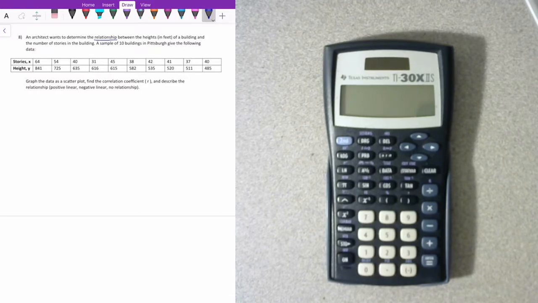So we've got stories and height. Here is one pair of data. That would be the first x, x1, and the first y, y1. So we've got 10 data pairs, 10 values, and we need to enter these values into our calculator.